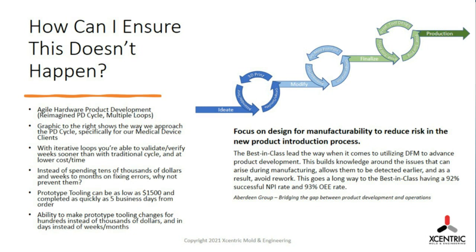So this goes a long way for these folks in having best-in-class numbers at a 92% successful new product introduction rate and a 93% overall equipment effectiveness rate, right? So these are really big metrics in our industry. They're getting to market on time 92% of the time, and they're actually utilizing their capabilities as effectively as possible at 93%. Those are huge, right? So let's move into some takeaways here.